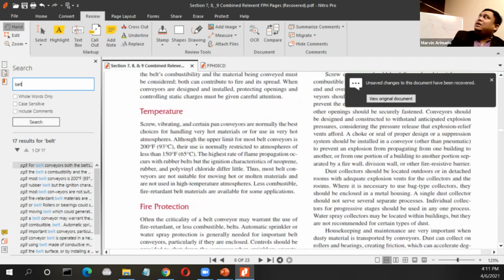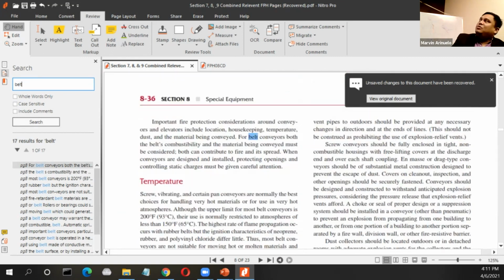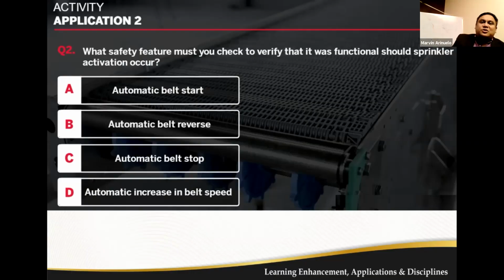Okay. So here, important fire protection considerations around conveyors include location, housekeeping, temperature, dust, and material being conveyed. For belt conveyors, both the belt's combustibility and the material being conveyed must be considered, as they can contribute to fire and spread. When conveyors are designed and installed, protecting openings and controlled static charge must be given careful attention. So now, what safety feature must you check to verify that it was functional should sprinkler activation occur?